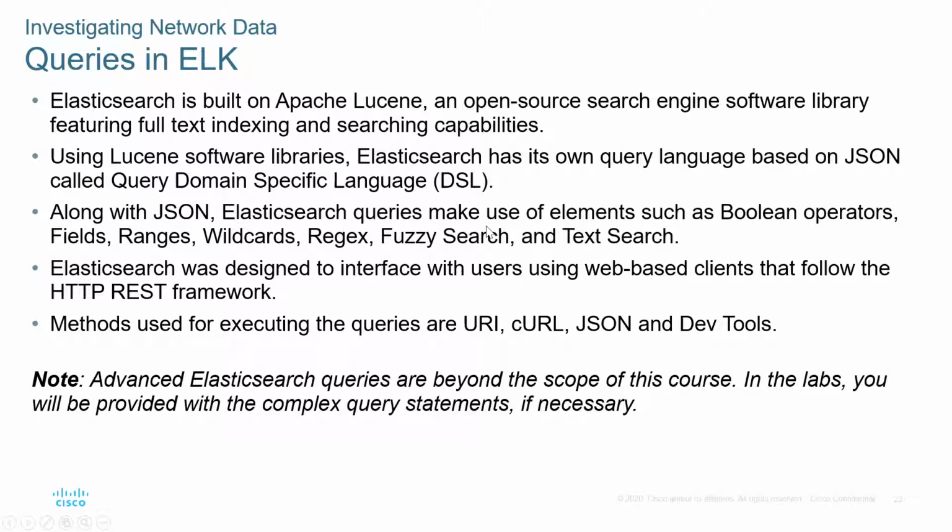Along with JSON, Elasticsearch queries can make use of elements such as Boolean operators, fields, ranges, wildcards, regex, fuzzy search, and text search. Elasticsearch was designed to interface with users using a web-based client that follows the HTTP REST framework, and therefore methods for executing the queries can be done over URI, cURL, or JSON, or even DevTools. There's a bunch of advanced queries that you can do beyond the scope of this course. The labs are just going to provide you with the complex query statements when necessary.